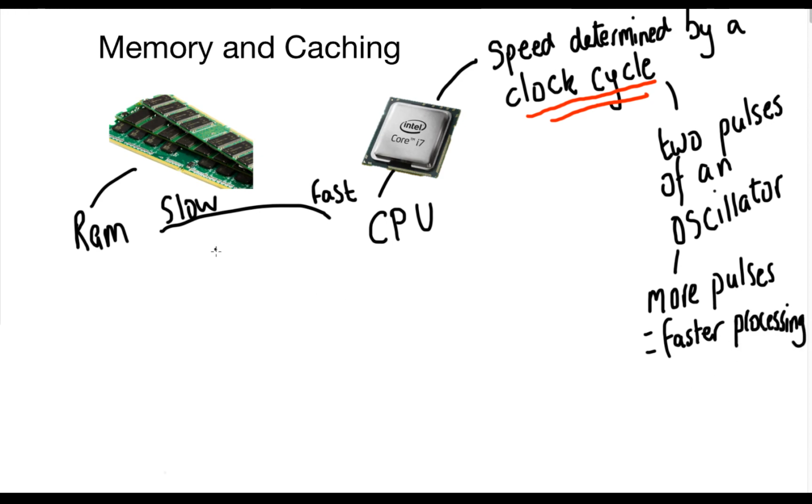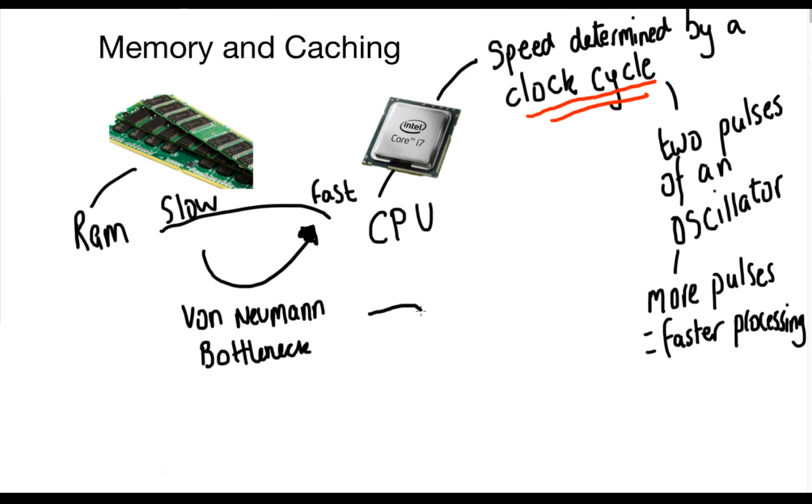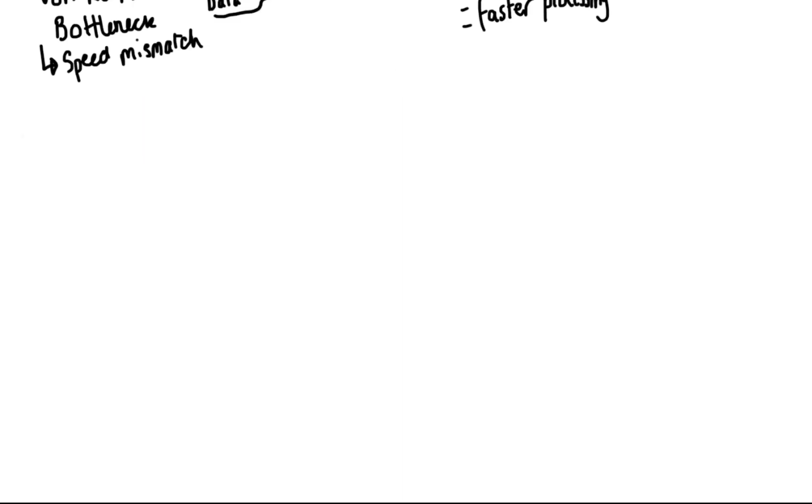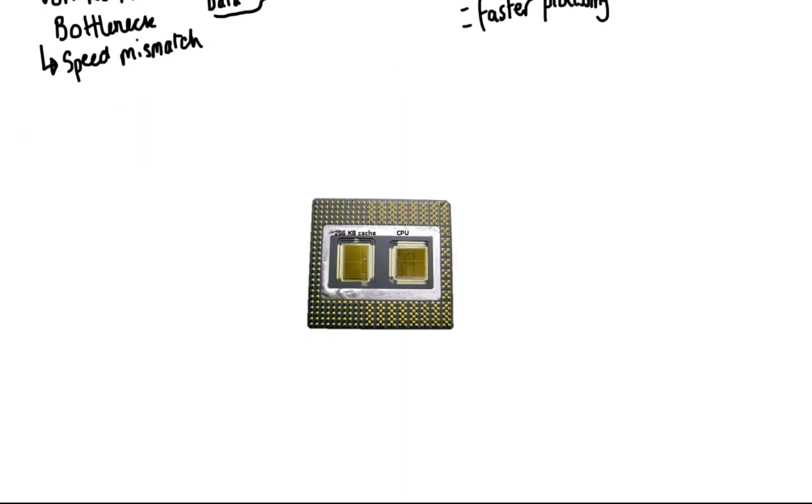Because of the speed mismatch between RAM and the speed of the CPU, we call this the von Neumann bottleneck. Now this can be massively detrimental to our system because as the data is being executed really quickly by the CPU, the rate at which the RAM can get the information to us in the CPU is very slow. So this causes idling of the processor. So now let's have a look at how we can start to combat the von Neumann bottleneck.